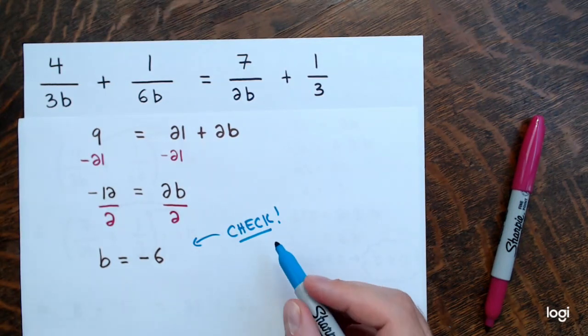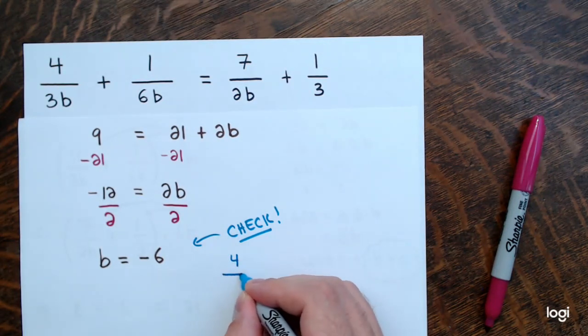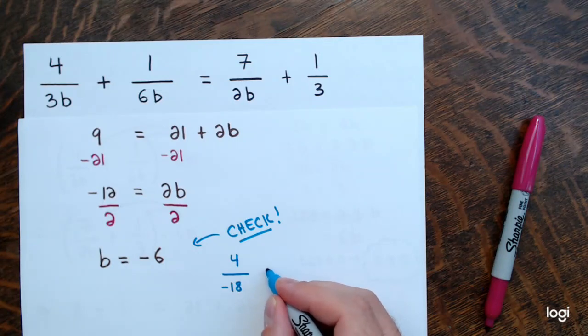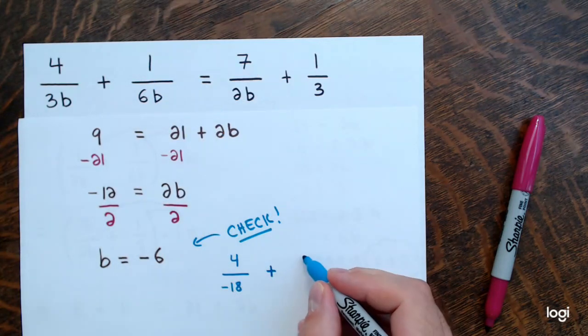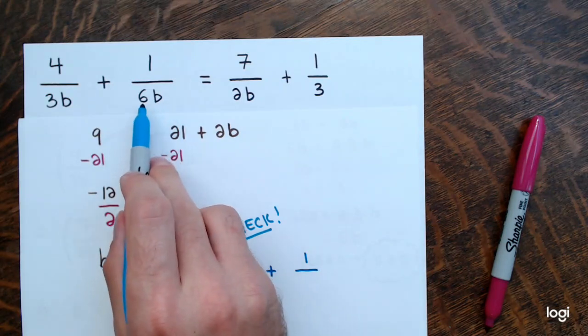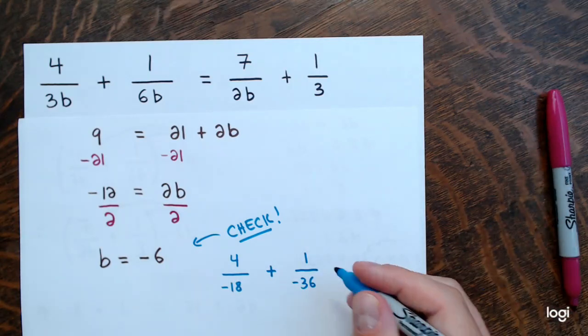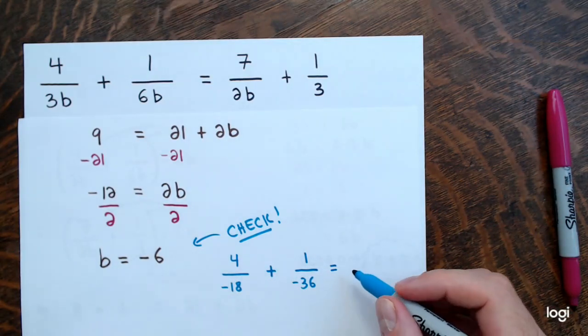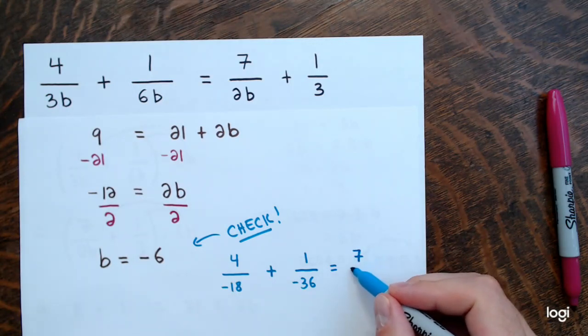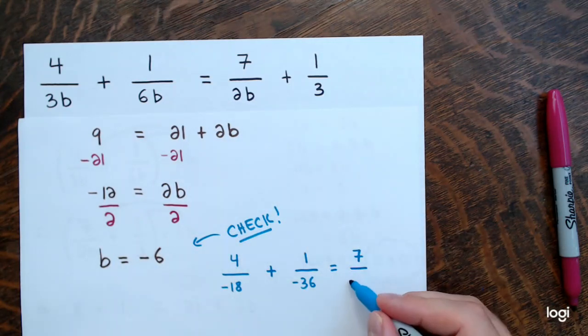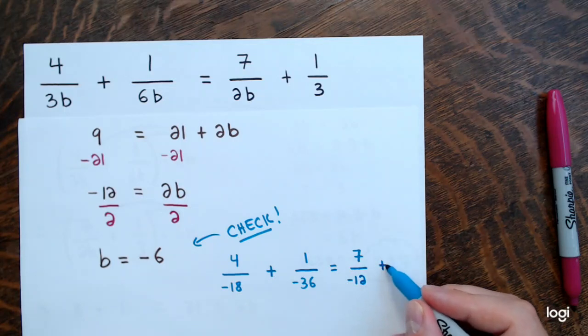All right, so the first fraction, we have 4 divided by, and then 3 times negative 6. Well, I'm just going to write what that is. That's negative 18. All right, 3 times negative 6 is negative 18. So the denominator of the first fraction is negative 18 plus 1 divided by, and then this denominator is 6 times negative 6. That'd be negative 36. All right, so that's the left side. And then the right side, we have 7 divided by, and then 2 times, replacing we have negative 6. 2 times negative 6 is negative 12. And then we have plus 1/3.